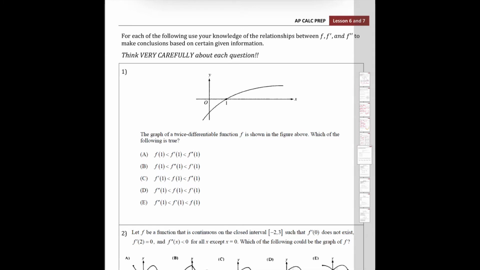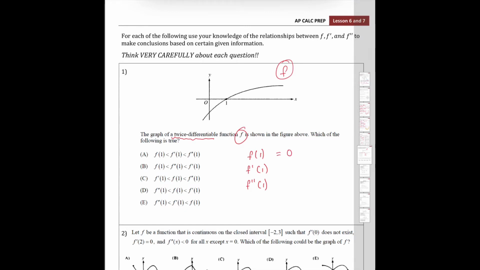So we're going to do more practice questions. Think very carefully about each question. So here for number 1, the graph of a twice differentiable function f is shown in the figure above. The twice differentiable part just means that the second derivative exists, and this is a graph of your f function. So it's very important that you know what graph is given, okay? And it's asking us for which statement is true. If you look at all your answer choices, it's talking about f of 1 and f prime of 1 and f double prime of 1. So it's talking about when x is 1.